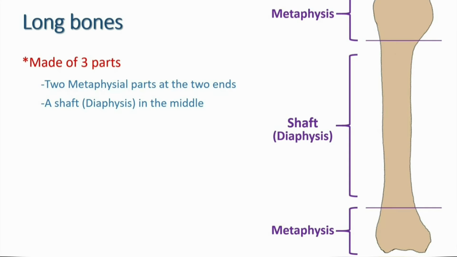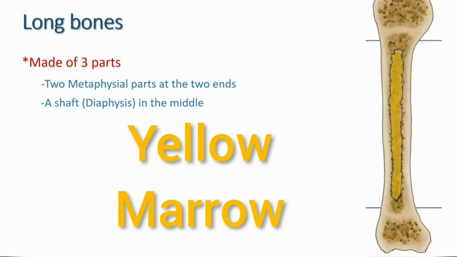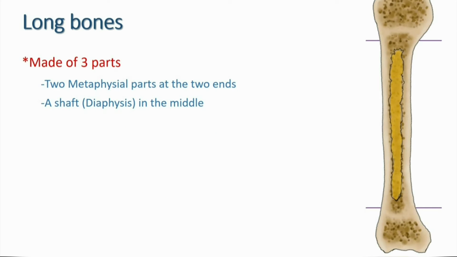Let's check what's inside the long bone. It's mostly made of spongy bone on the inside. But look at the inside of the shaft. There's an empty space inside the shaft. This space is called the medullary cavity. This medullary cavity is filled with a tissue called yellow marrow. Yellow marrow is made of fat cells and it's actually a kind of fat tissue. So unlike red marrow, yellow marrow can't make blood cells.